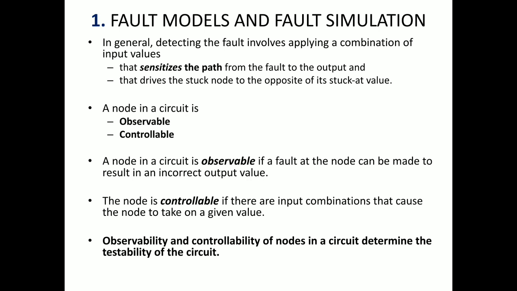A node in a circuit is observable and controllable. What does this mean? A node is observable if a fault at the node can be made to result in an incorrect output value, meaning the node can be recorded if any wrong value occurs at the output. The node is controllable if there are input combinations that cause the node to take on a given value. Observability and controllability of nodes in a circuit determine the testability of the circuit. Node observability and controllability are very much essential in order to carry out the testing operation.